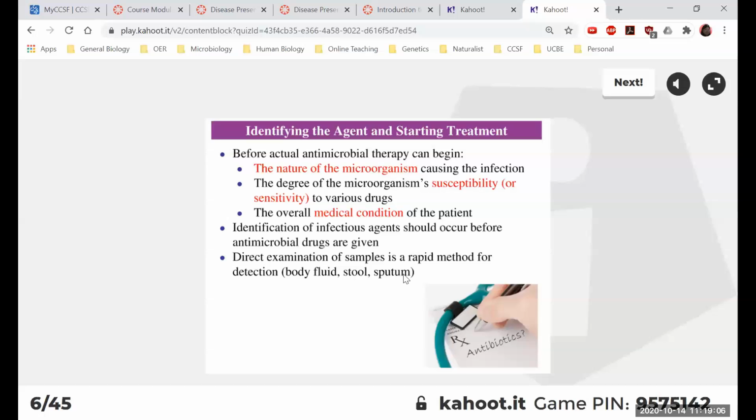In reality, a lot of times, because identification takes time, doing a susceptibility test also takes time. So sometimes a physician will give the patient a broad spectrum antibiotic to start with. And then once you have identified the microorganism and also know if the microorganism is sensitive or resistant to the drug, you can then switch to a more targeted approach.